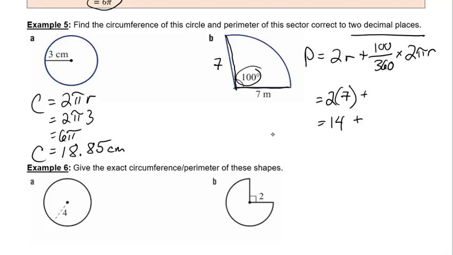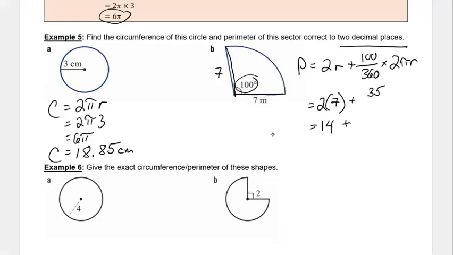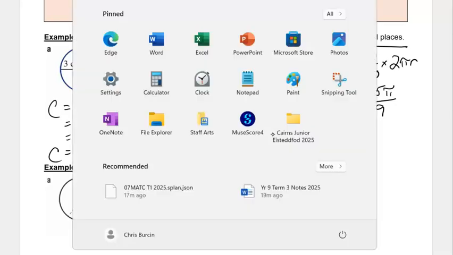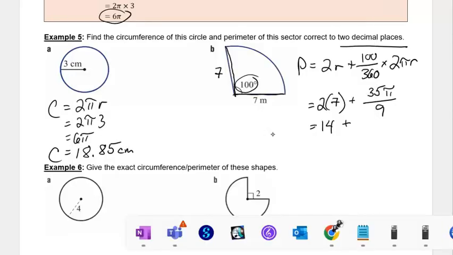If I did 100 over 360 times 2 pi r, I'll work out that that actually equals, if I add 100 times 2 times pi times the radius of 7, that will give me 35 pi over 9 once I reduce it. But I'm going to show you now how to do it on the calculator because I think it's even a little bit easier.